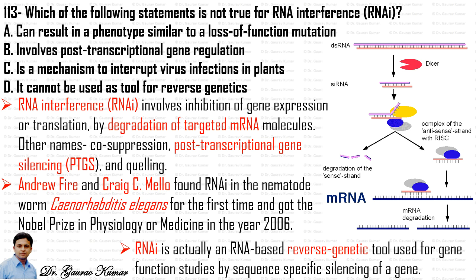So the option D, that it cannot be used as a tool for reverse genetics, is wrong. Actually, it can be used as a reverse genetic tool as represented by the last line of the explanation. So D is our correct option.